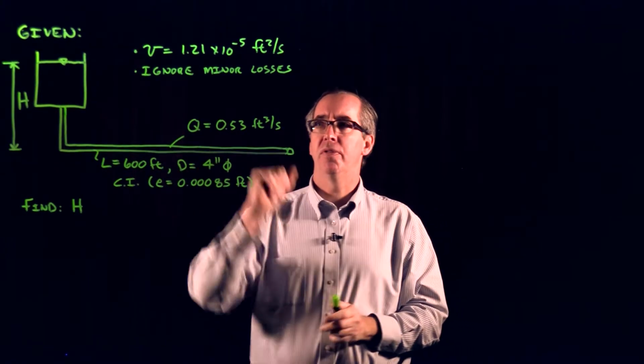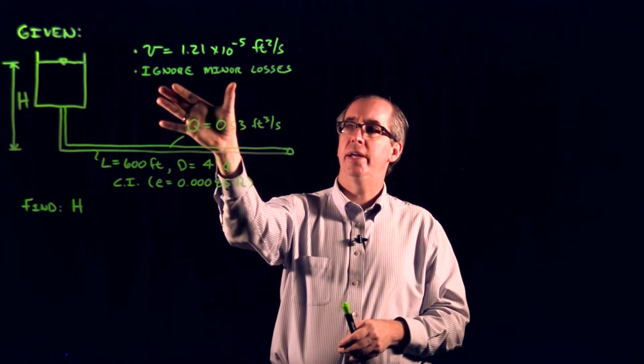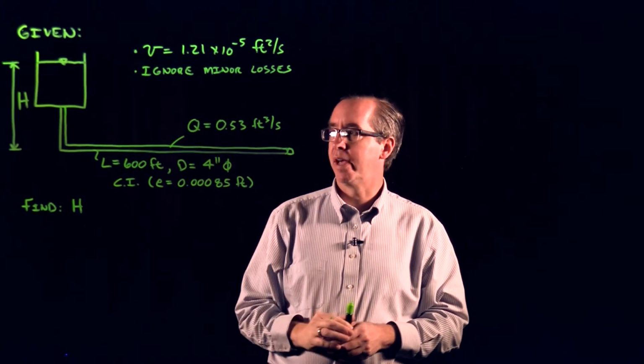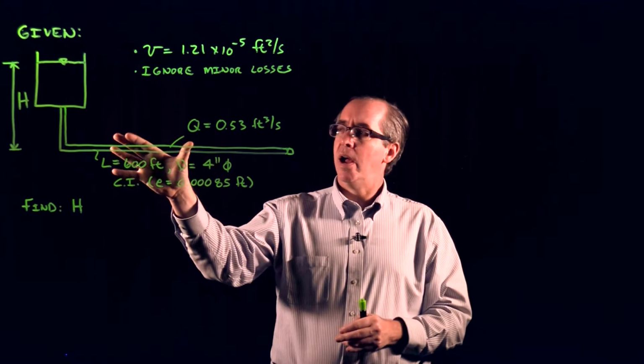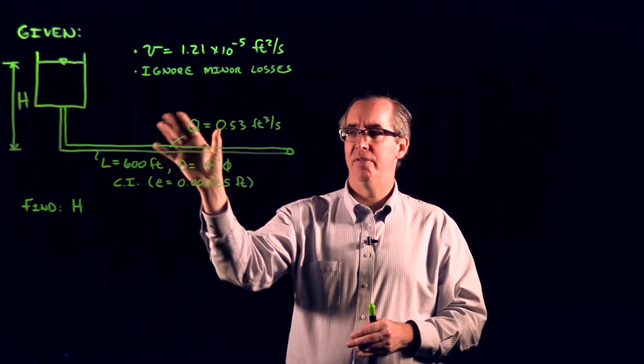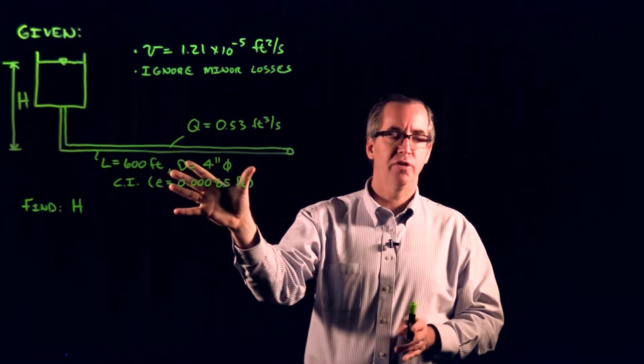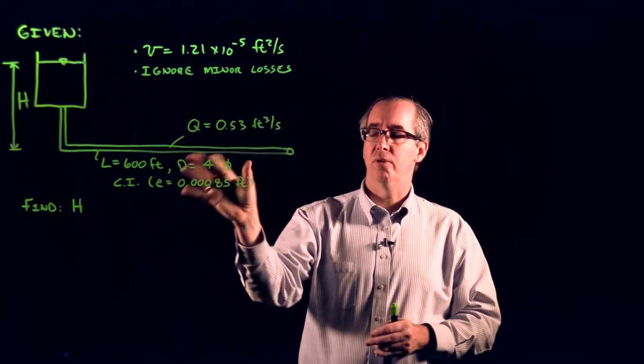Okay, a couple other things. First of all, we know the dynamic viscosity, and we are going to ignore minor losses in this particular case because we don't really know how many 90-degree elbows we have and valves and all that stuff. We're going to really focus just on the major losses, which are friction in a 600-foot long 4-inch pipe.